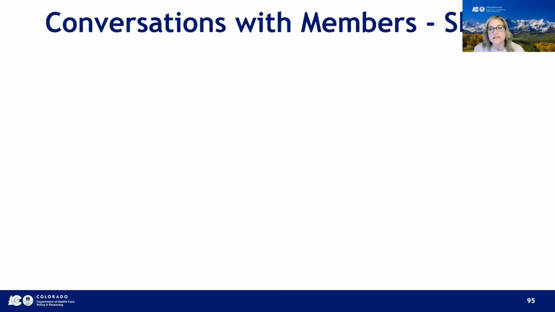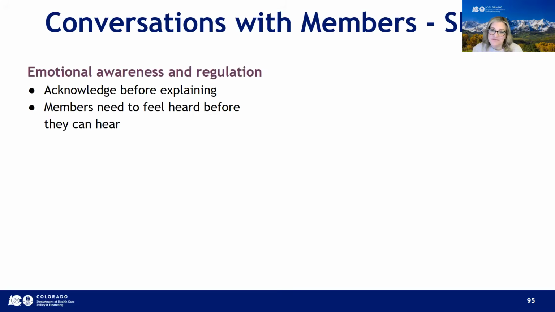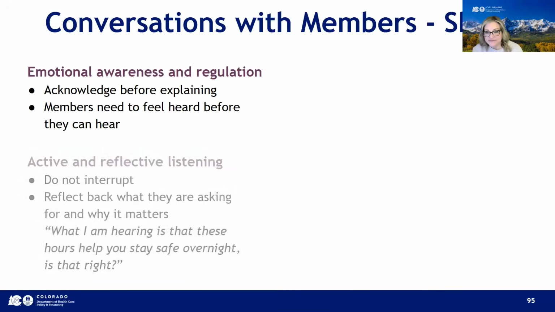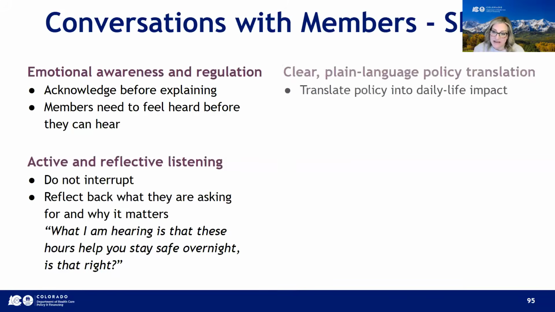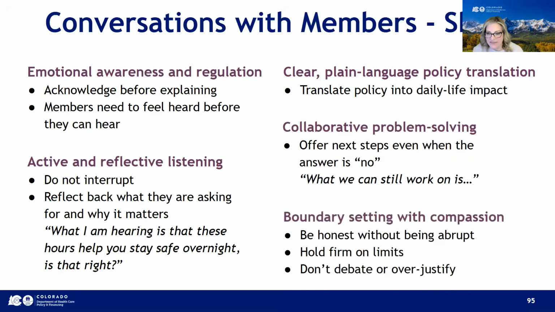Here are some core skills that can help with difficult conversations. One, emotional awareness and regulation, active reflective listening, clear plain language policy translation. Try to stay away from all the jargon that I'm using with you guys today here as case managers. Collaborative problem solving and boundary setting with compassion. You know, this may feel like a loss to the member, and loss reactions like anger and grief and fear are normal and to be expected. You are not taking something away personally from them, but you are explaining a systems level change.